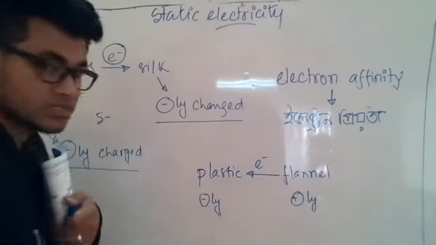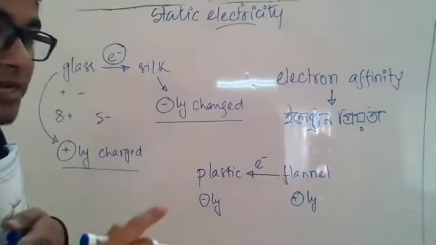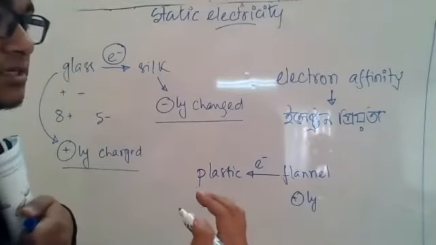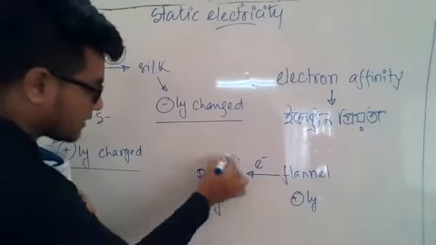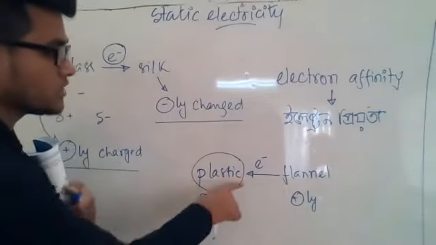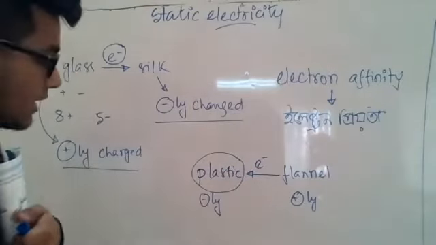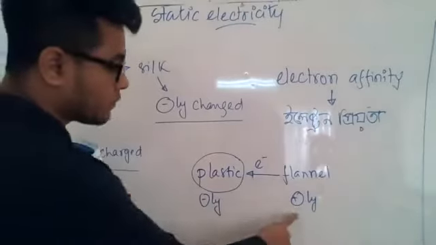And there are two objects. Both of them want to get the electron. But the object that has more electron affinity, more love, affinity is love here, will win. Here plastic has higher electron affinity than flannel. So that is why electrons will come to plastic and it will become negatively charged, and flannel, having lost some electrons, will become positively charged.